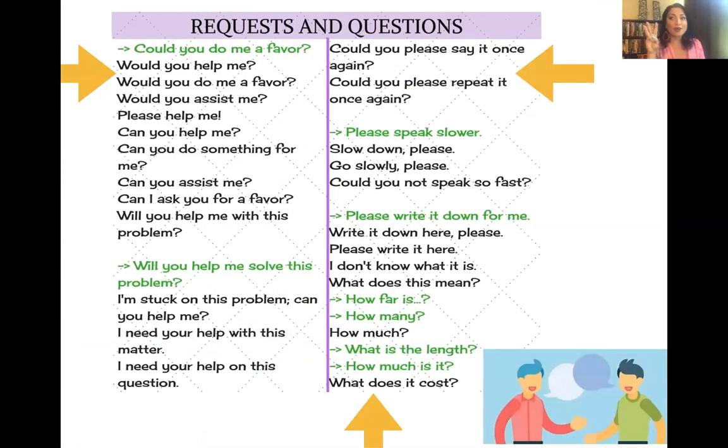We talked about the three big questions when you're trying to find help. Would you help me, please? Could you help me, please? Can you assist me? And then this one is really important for those of us that have a hard time understanding native English speakers when they talk really fast. Could you please say that again? Could you repeat that, please? And then the big one, whenever you're making a purchase, how much is it? What does it cost, please?